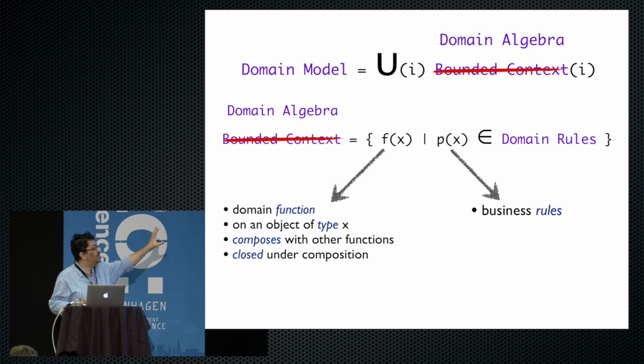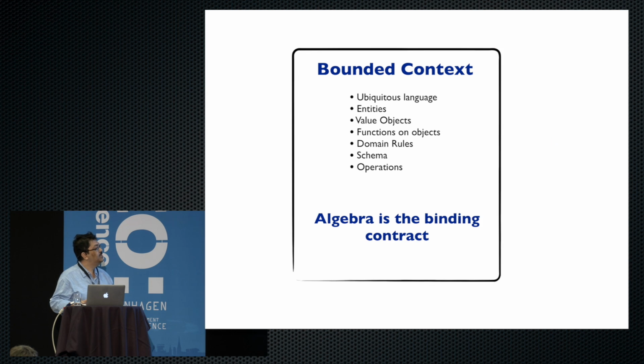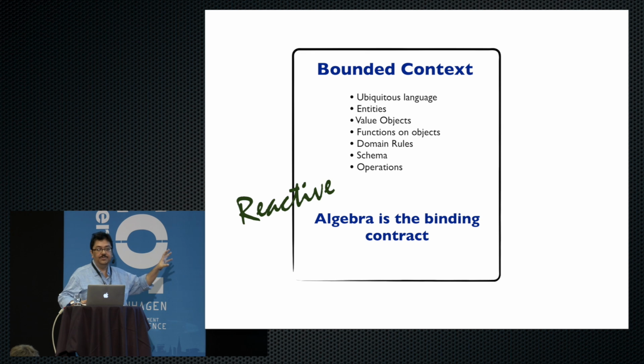We define a domain algebra in terms of functions, types, and algebraic composition. Our algebra is valid within the bounded context. Algebra is the binding contract. We will make that reactive. We will see how to make the algebra reactive, or rather, we will try to make our effects reactive by expressing it in terms of existing algebra.